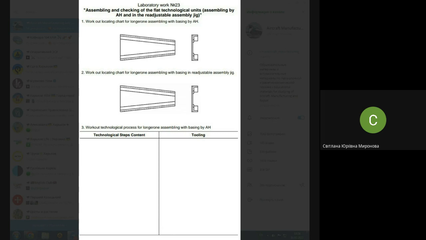But it would be mostly in parts manufacturing preparation. And when it comes to preparation for assembling in a jig, it's quite clear. First, you need to design the jig. Next, you need to produce the jig.